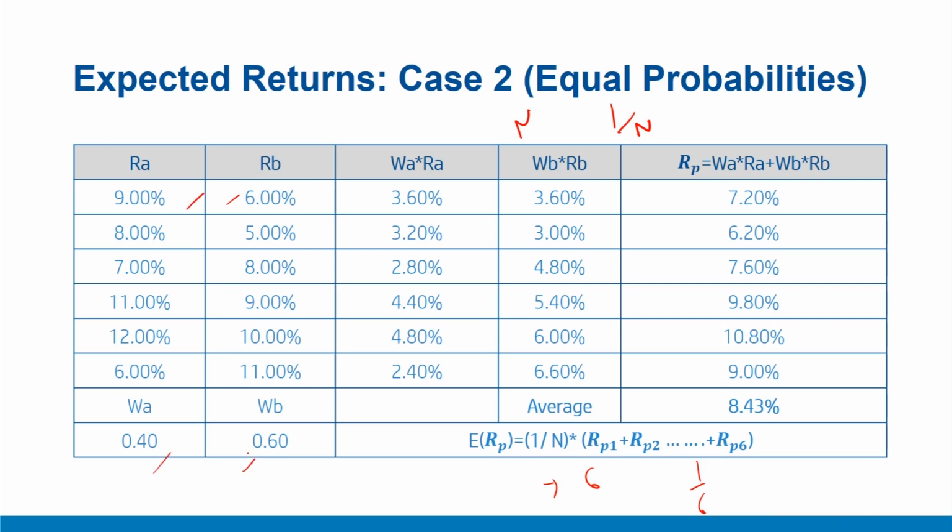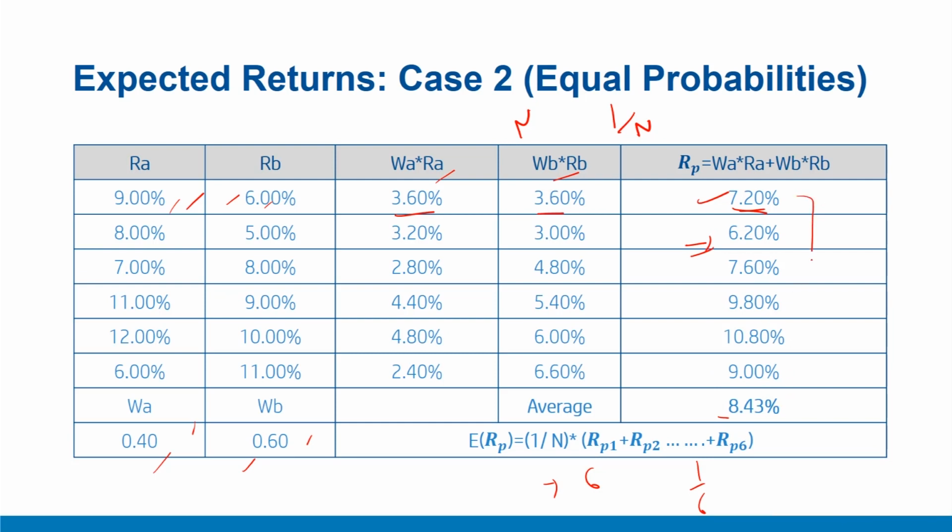Weights are externally fixed. So first we'll compute the return from portfolio for each scenario, which is WA into RA plus WB into RB. So for the first case, it is 7.2%, which is 9% into 0.4 plus 6% into 0.6, and WARA is 3.6%, WBRB is again 3.6%, and the overall figure works out to 7.2%. In a similar manner, we'll compute the actual returns for all the 6 possibilities, and the summation average works out to 8.43%.